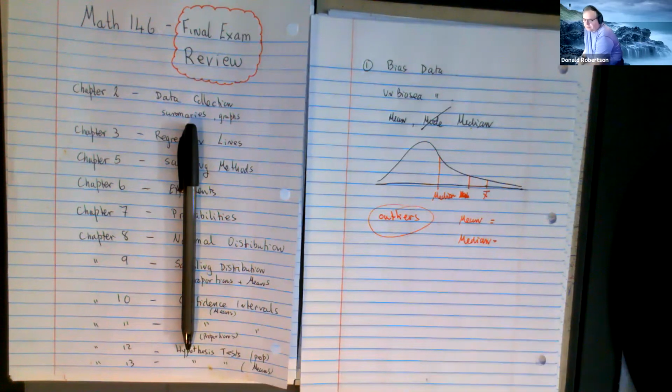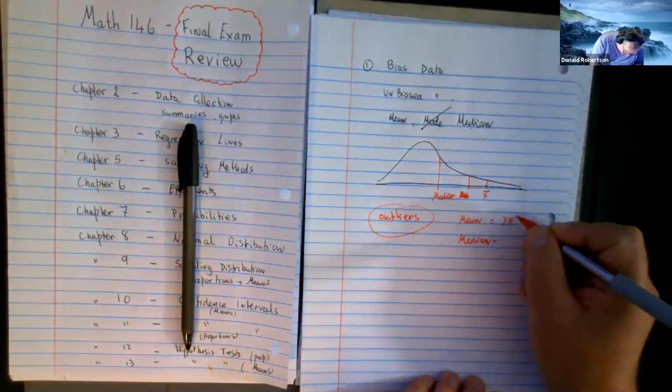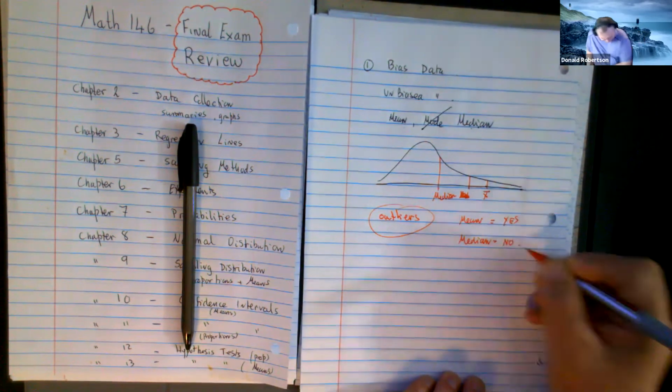If you have an outlier, an exceptionally big number or exceptionally small number, will the mean be affected badly by an outlier? Will a median be affected badly by an outlier? No. So means get affected by outliers, medians don't.